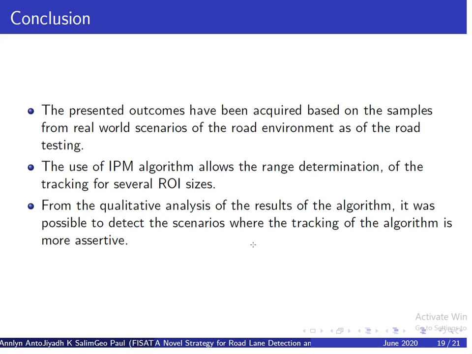Conclusion. The presented outcomes have been achieved based on samples from real-world scenarios of the road environment as of the road testing. Use of IPM algorithm allows the range determination of the tracking for several ROI phases. From the qualitative analysis of the results of the algorithm, it is possible to detect the scenarios where the tracking of the algorithm is more effective.